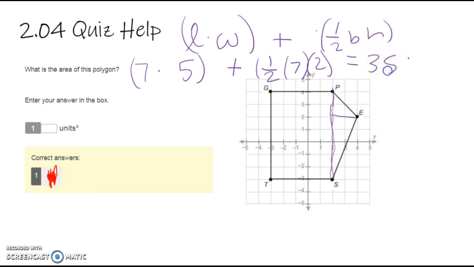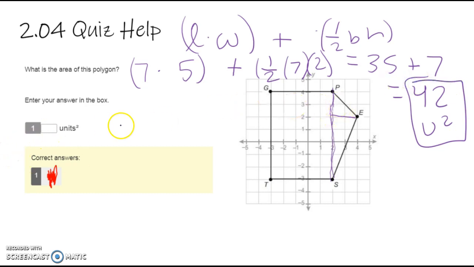So that's 35 plus 1/2 times 7 times 2, which is 7. And we get 42 units squared, just adding up those different figures that make up the whole.